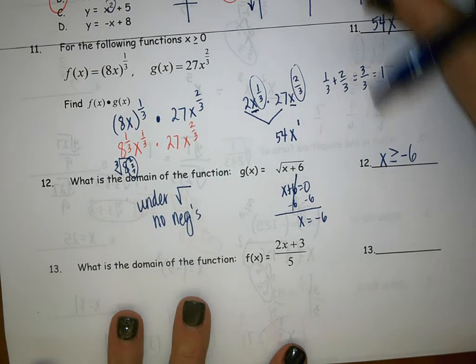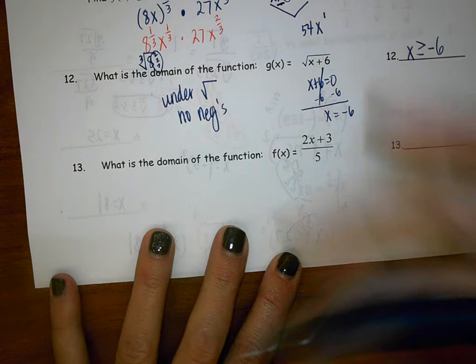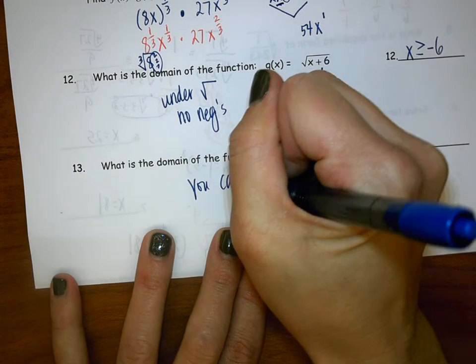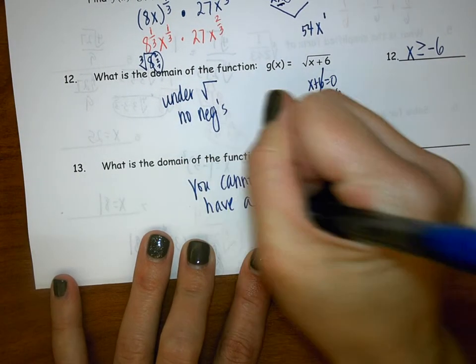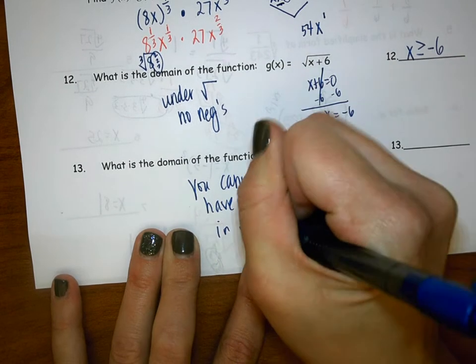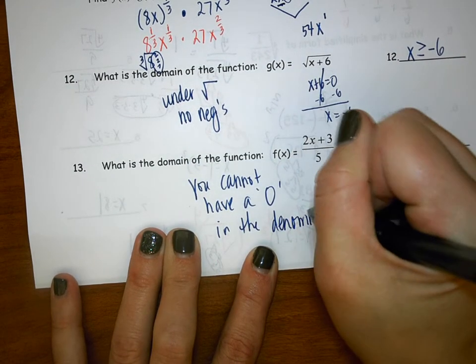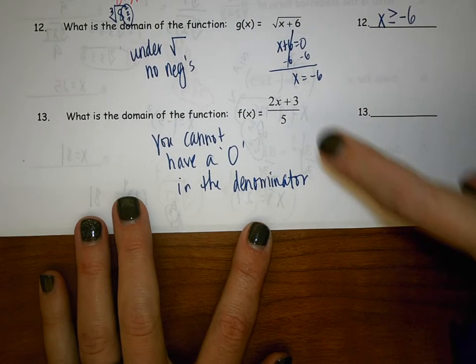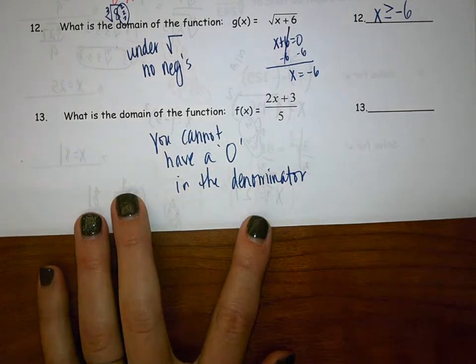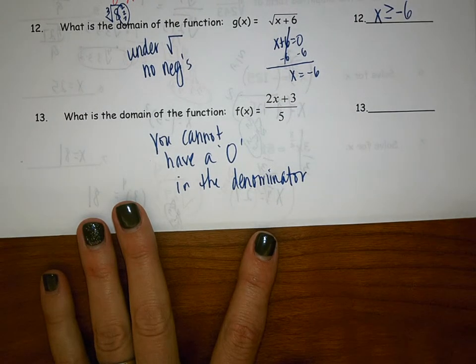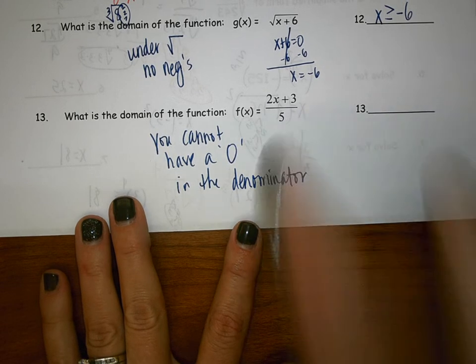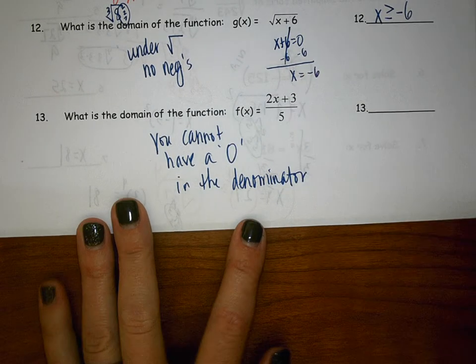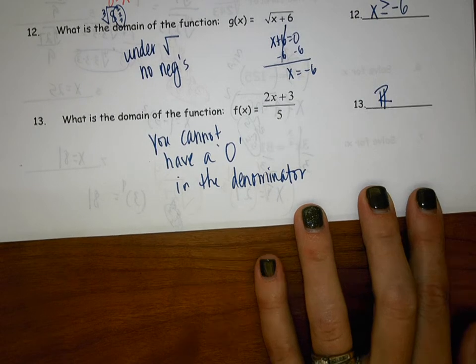Okay, when you are dealing with fractions, you cannot have a 0 in the denominator. So that's the one thing you have to be careful about with fractions and domain. Is there any value that I could give x that would end up making a 0 in the denominator here? The denominator here is always going to be what? 5. There's no way of changing that. There's no variable here where you could plug in a value and it would change the denominator. So this one is just all real numbers.